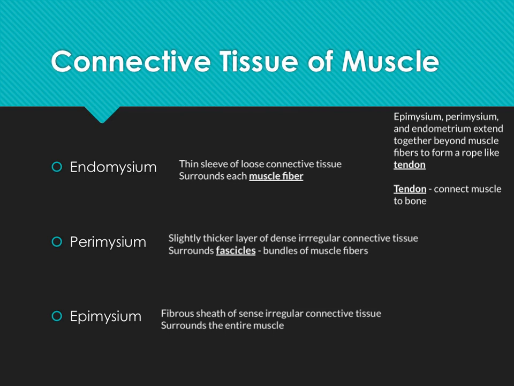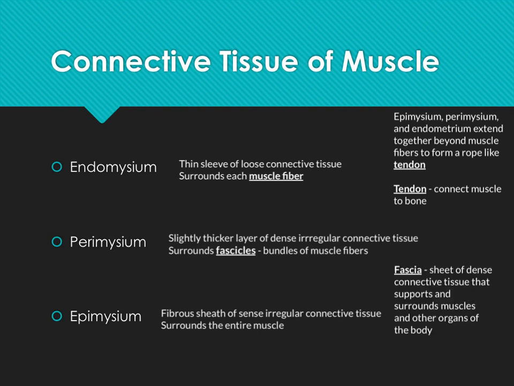With the tendon then attached to the bone, when a muscle contraction occurs, then we can have movement of the bone. The other type of connective tissue that we see in the muscle is called the fascia. This is a sheet of dense connective tissue that supports and surrounds muscles and other organs of the body. This holds together muscles with similar functions, and we see it again surrounding the entire muscle.